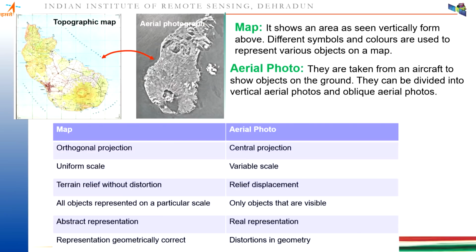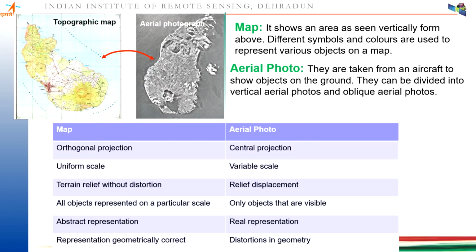As you already know, a map shows an area as seen vertically from above. Different symbols are used to represent various objects on a map. The maps can be of different types. Maps can be topographic maps. A map can also be a thematic map. Topographic map means all the features of the ground based on the scale are represented on the map, whereas thematic maps are the ones in which theme-wise information is available.